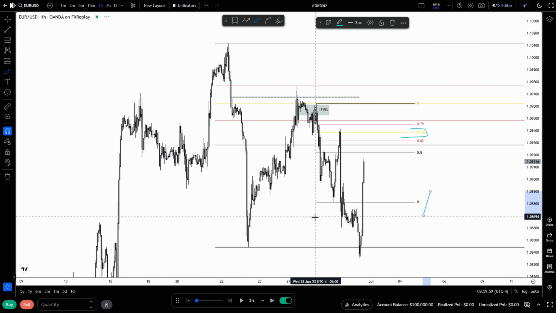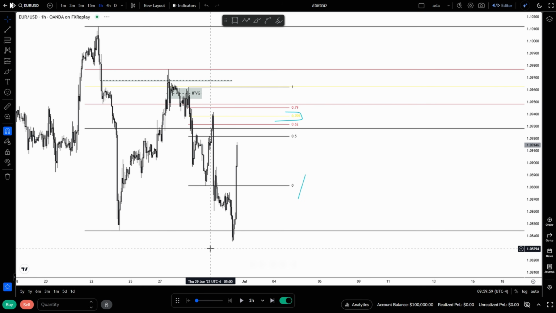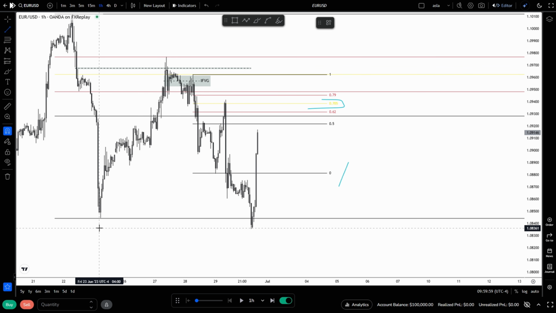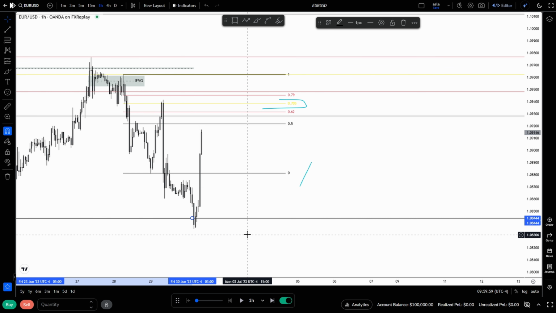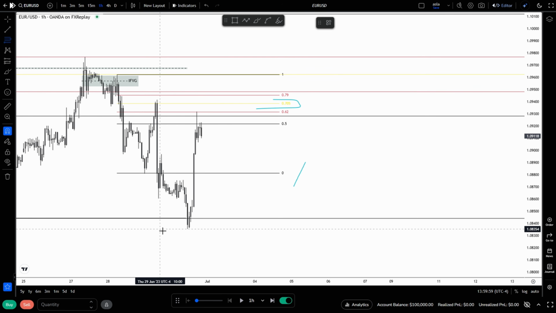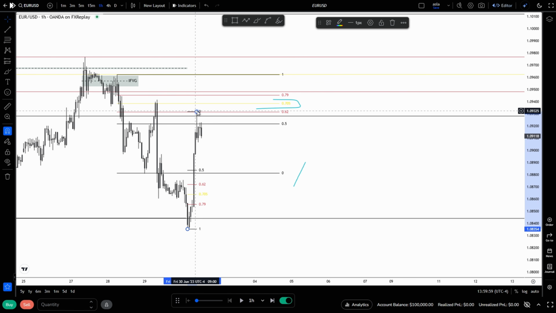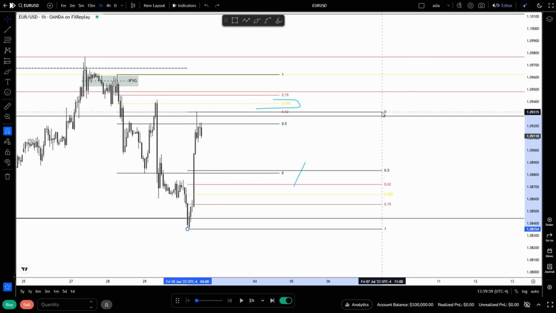After that, price begins to displace back upward again, which means we now have another new range forming. At this point, what I would like to see is price retracing back down into the current OTE zone again.